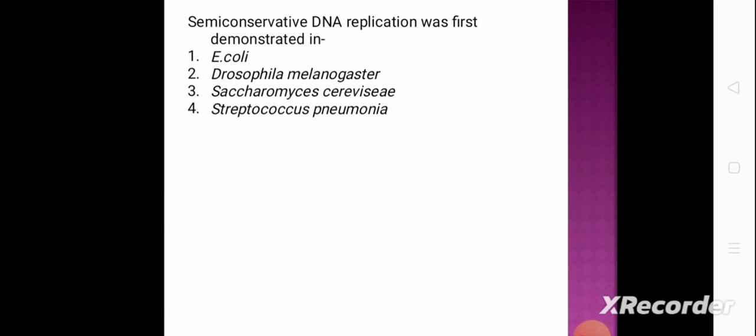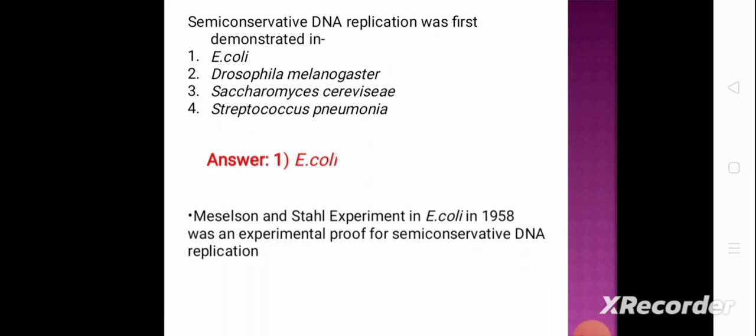Next question. Semiconservative DNA replication was first demonstrated in option 1 E. coli, option 2 Drosophila melanogaster, option 3 Saccharomyces cerevisiae, option 4 Streptococcus pneumonia. And the correct option is option 1 E. coli. Meselson and Stahl experiment in E. coli in 1958 was an experimental proof for semi-conservative DNA replication.